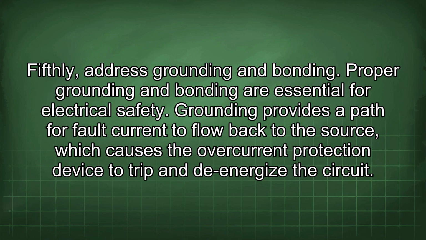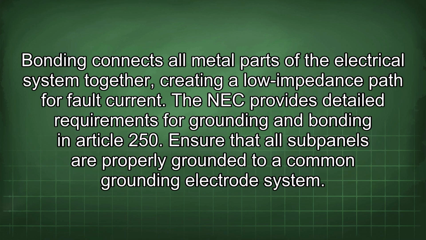Fifthly, address grounding and bonding. Proper grounding and bonding are essential for electrical safety. Grounding provides a path for fault current to flow back to the source, which causes the overcurrent protection device to trip and de-energize the circuit. Bonding connects all metal parts of the electrical system together, creating a low impedance path for fault current. The NEC provides detailed requirements for grounding and bonding in Article 250.